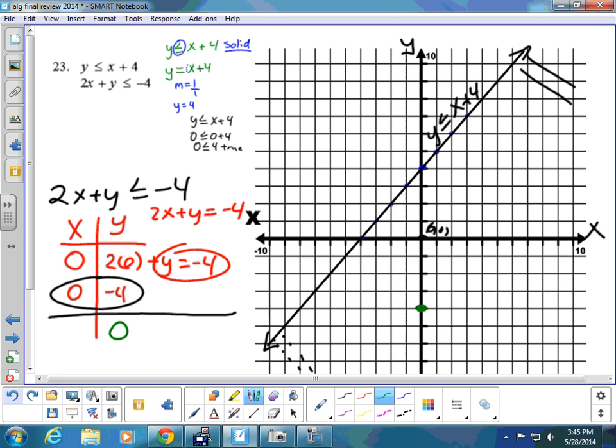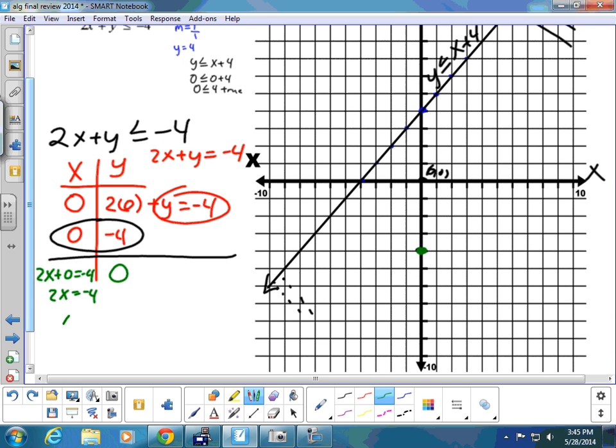I'm going to put a 0 in for the y now. If I put a 0 in for the y, I have 2x plus 0 equals negative 4, or 2x equals negative 4, or x equals, divide both sides by 2, negative 2. So that's the work for that, but my actual ordered pair that comes out is (-2, 0). I go to negative 2 on my x-axis and don't go anywhere. That's going to be right there.